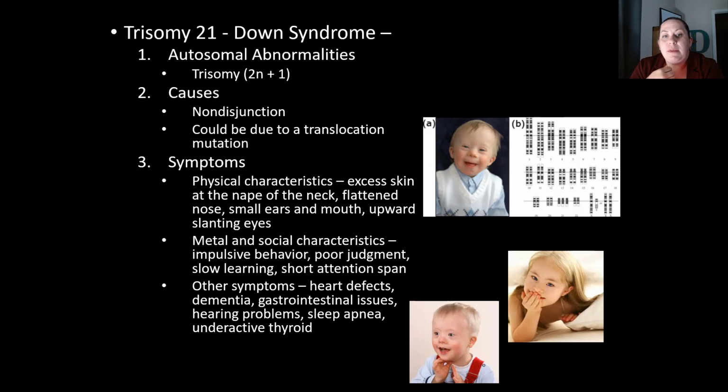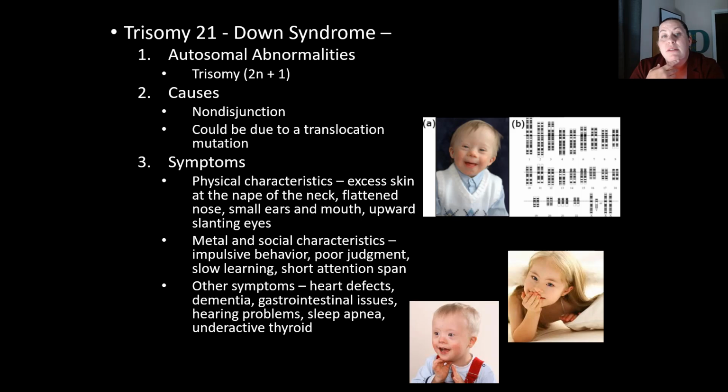There's also going to be some mental and social characteristics that come with Down syndrome. They tend to have more impulsive behavior. They don't have that ability of kind of thinking things through. They're just more impulsive. They don't think necessarily before they act as much. They may have poor judgment, slow learning. So they may have a learning disability that comes into play where it's not going to be where they can't learn at all. They just might be slower at it. And then they also have a short attention span. And this does relate a lot of times to their impulsive behavior and learning more slowly.